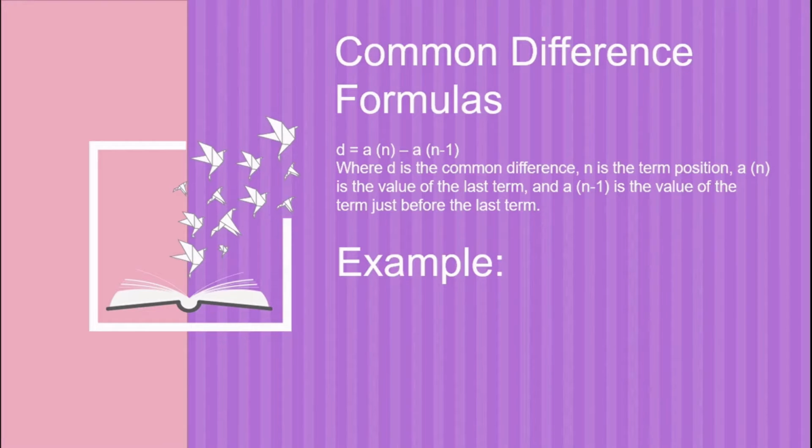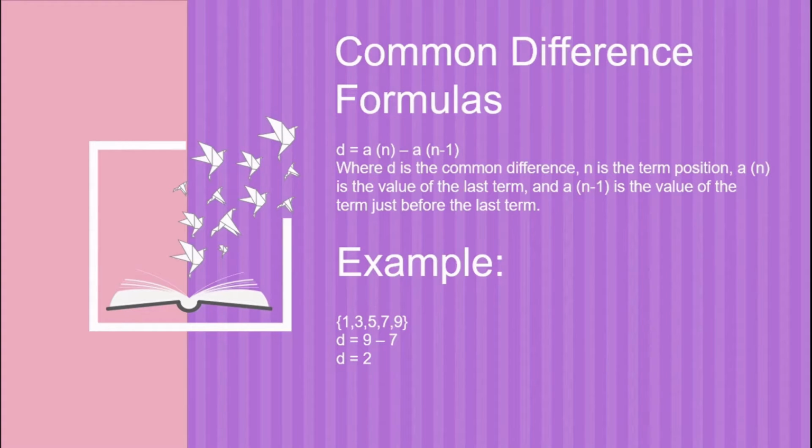Here are some examples. Here, you can see the sequence which contains the values of 1, 3, 5, 7, and 9. By using the formula D equals a sub n minus a sub n minus 1, we can substitute 9 as the nth term and 7 as a sub n minus 1.